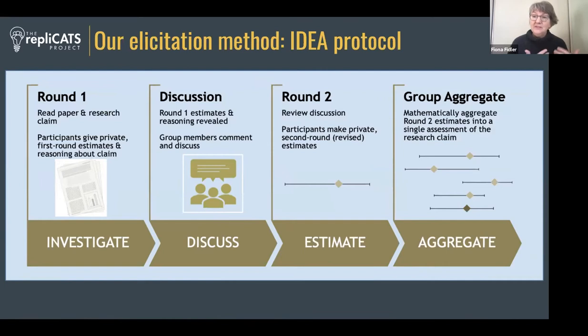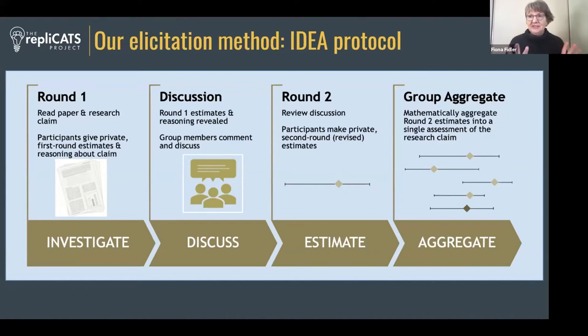Participants first make some private first round judgments about the claim that they're assessing. They then share those judgments with other members of their group and they have a discussion. And this is a facilitated discussion where group members are encouraged to interrogate each other's judgments, to share information. The point of the discussion is not to reach a consensus. It's to think about counterfactuals and explore new ideas. After the discussion, participants make a second round or updated set of private estimates, which we then mathematically aggregate using a number of different aggregation models.